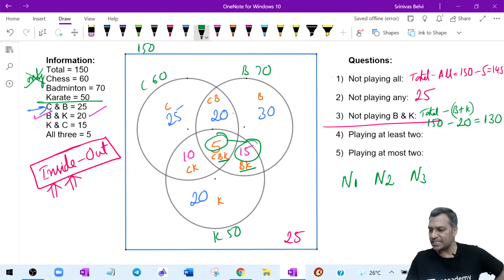Okay. Playing at least two. Playing at least two means what? Playing at least two means playing exactly one as well as playing at least two.